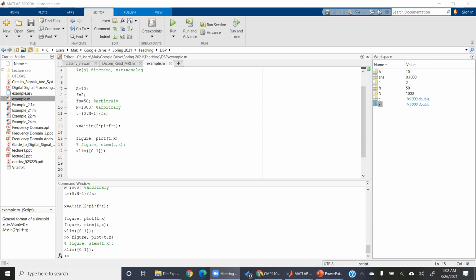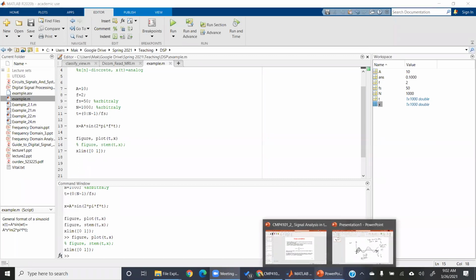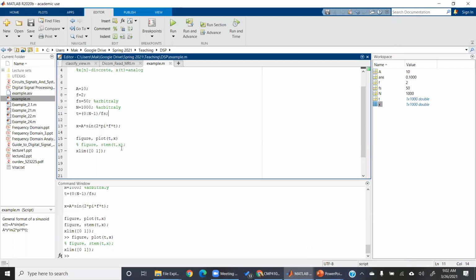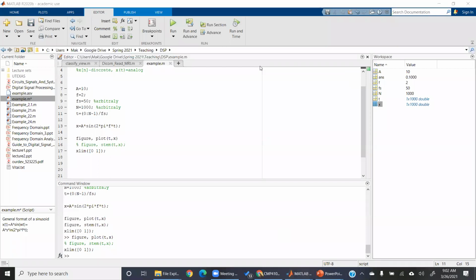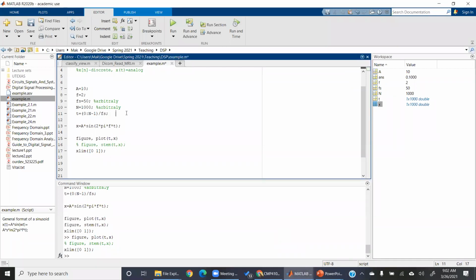No, we are dividing because what we have is a time scale. It's not a frequency scale. And Ts is 1 over Fs, right? Yes. So we're multiplying by 1 over Fs, which is the same as multiplying by Ts.